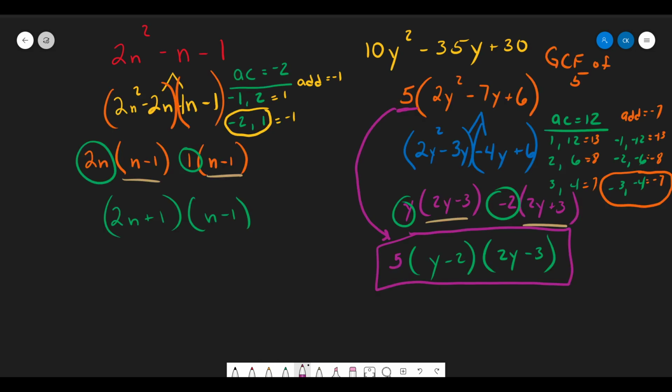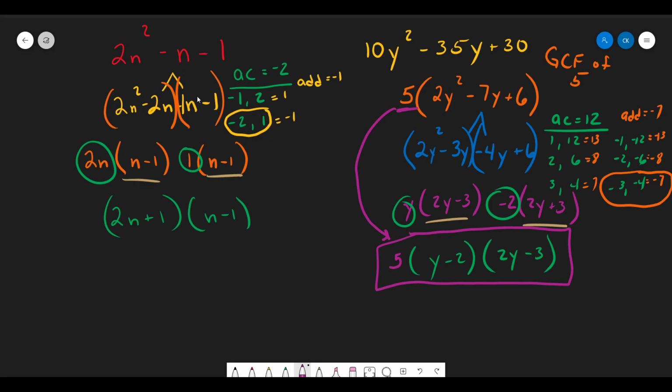Okay, so hopefully we got these two answers here of 2n plus 1 times n minus 1, and 5 times y minus 2 times 2y minus 3. The first one was pretty straightforward. Look for AC. AC is going to be negative 2. So we want the factor pairs of negative 2: negative 1 and 2, negative 2 and 1, not too many. We want it to add to equal negative 1. The only one that adds to equal negative 1 is the second pair.